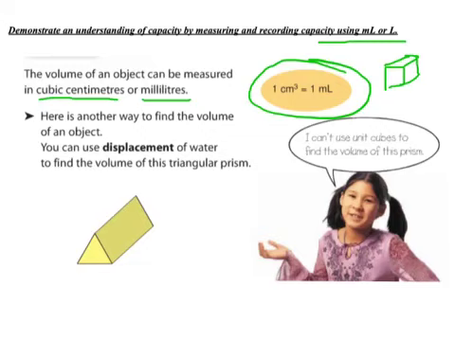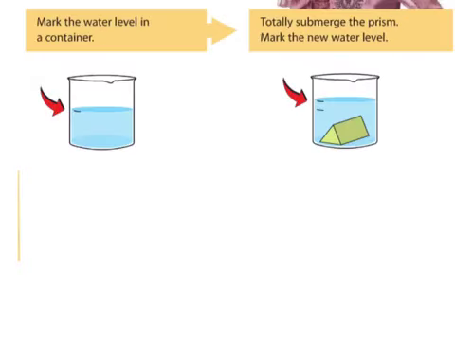Here's the way to find the volume of an object, especially if it's an object that we can't measure very well. We can use the displacement or the movement of water to find the volume of the triangular prism. Basically what's happening is the water is being pushed out of the way by the volume of that object. So as much water as is moved is the volume of that object. All right, we're going to walk through the steps and then you're going to try a few. I also have a video of someone who has actually done this that you can watch on the website as well.